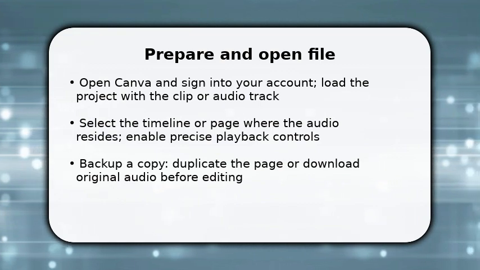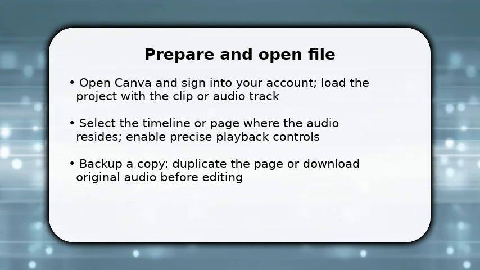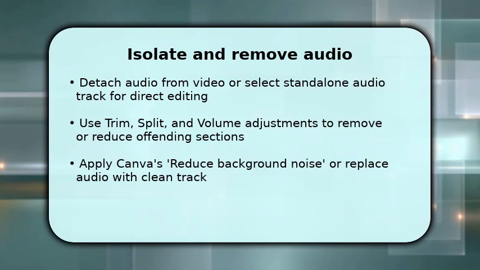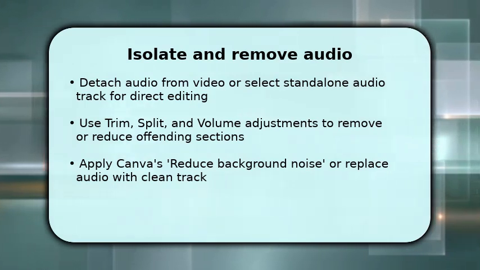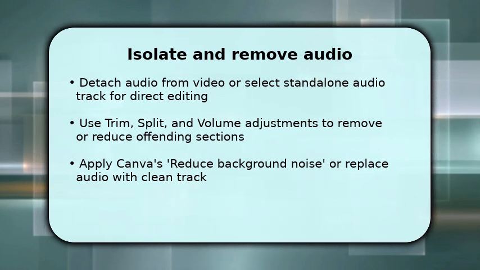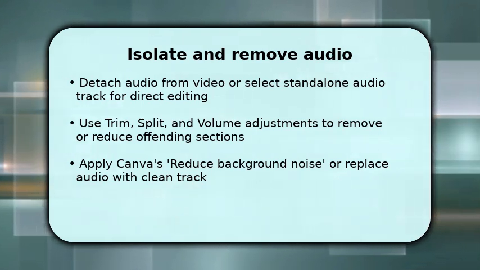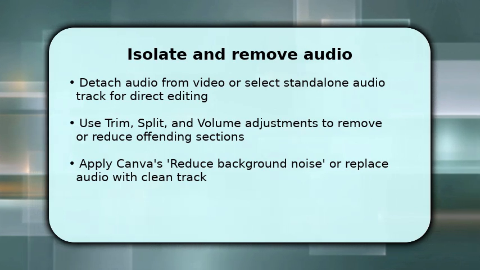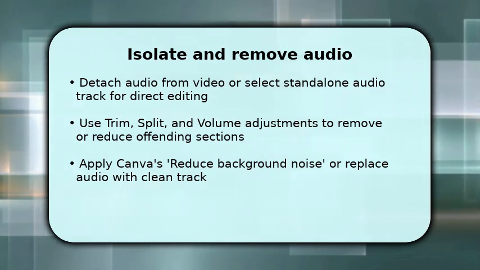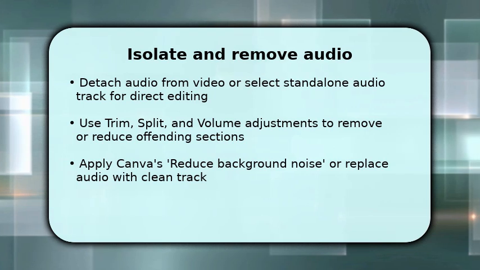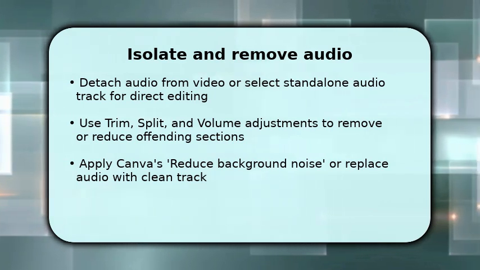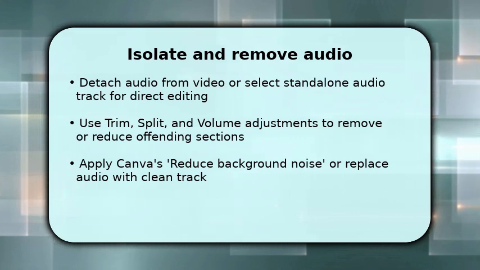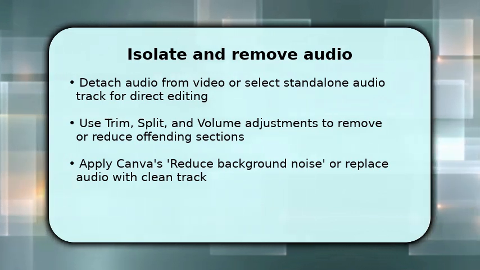Next, detach the audio from the video or click the standalone audio track to access editing tools. Use split to isolate noisy segments and trim to remove them. Reduce volume for parts you cannot remove entirely. Then open Effects and apply Canva's Reduce Background Noise option to soften hiss or hum. If reduction isn't enough, replace the segment with a fresh music or voiceover clip.